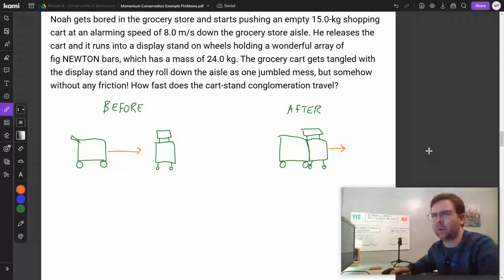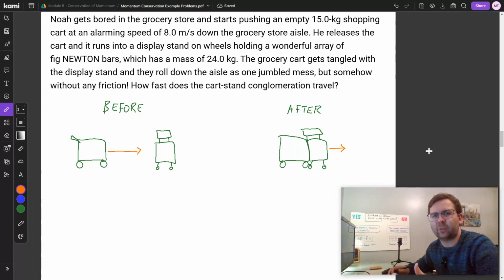He releases the cart and it runs into a display stand on wheels holding a wonderful array of Fig Newton bars, which has a mass of 24.0 kilograms. The grocery cart gets tangled with the display stand and they roll down the aisle as one jumbled mess, but somehow without any friction. Imagine that. How fast does the cart stand conglomeration travel?